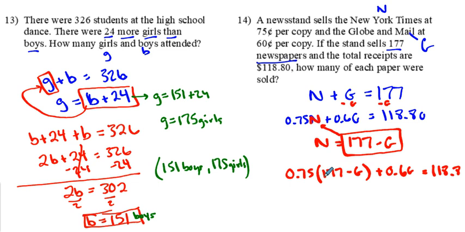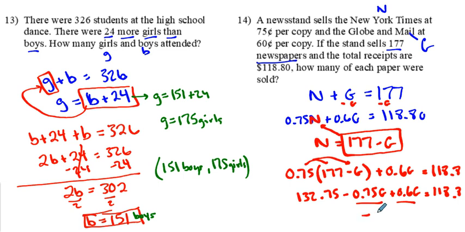All right, then you're going to have to do a little math. The calculator will come in handy right here for you. You do 0.75 times 177. So I'm going to distribute this out, and I end up with 132.75 minus 0.75G plus 0.6G equals 118.8. If I combine these two, I will get negative 0.15G.